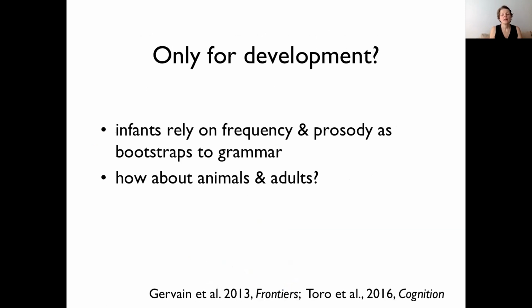just to show you very briefly some comparative data. So the idea of bootstrapping is that this is a good enough strategy for you to start learning. But what happens when you're a sophisticated speaker, an adult? So what happens ontogenetically with bootstrapping?